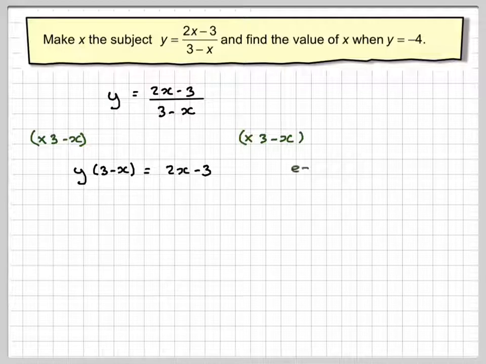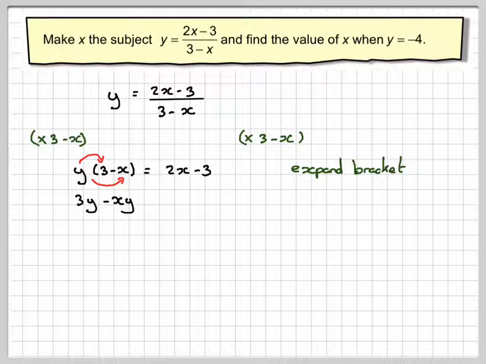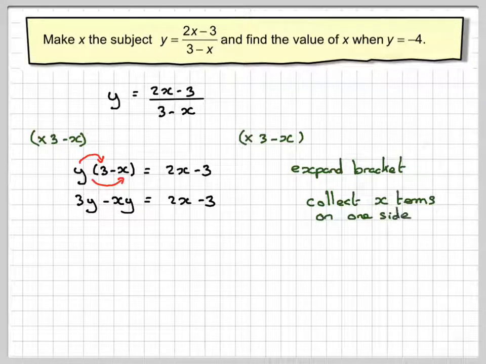Expand the bracket, so it's going to give you 3y minus xy is equal to 2x minus 3. Now, because x occurs in two places, we need to collect the x's on one side. So what I'm going to do, because I don't want to have loads of negative signs here, is collect this one onto this side by adding xy to both sides.